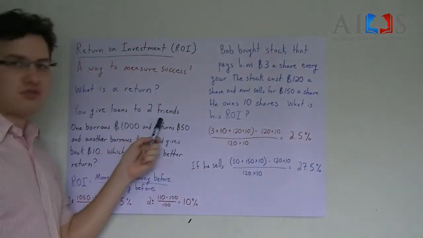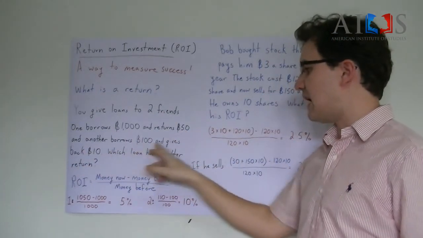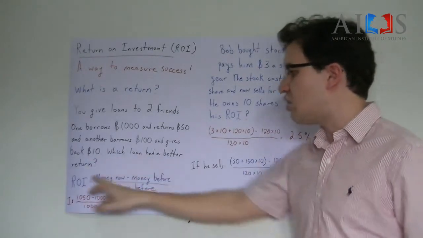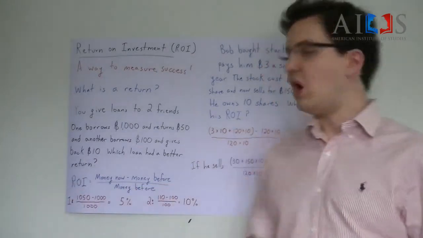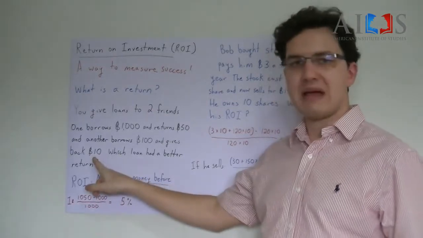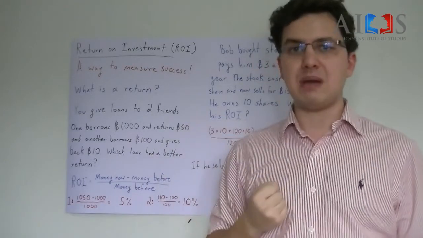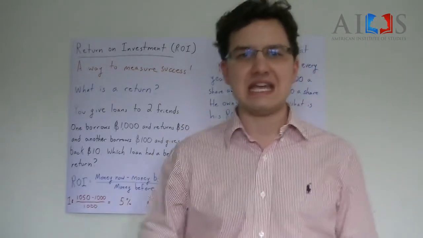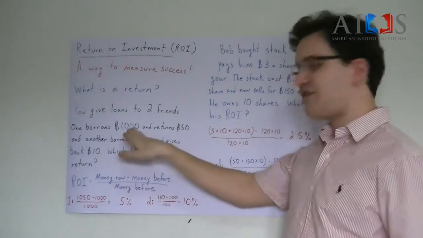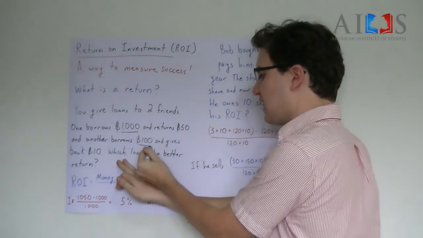You give a loan to two friends. One borrows 1,000 baht and returns 50 baht. And another borrows 100 baht and gives back 10. Which loan had a better return? So you lend money to two friends. One gives you back 50 and one gives you back 10. Now, if you don't know much about business, you might say, oh, 50 baht is always better than 10. But it depends on how much you give at the beginning. So you have to look at the first money, the money before. So one friend got 1,000 and one friend got 100.